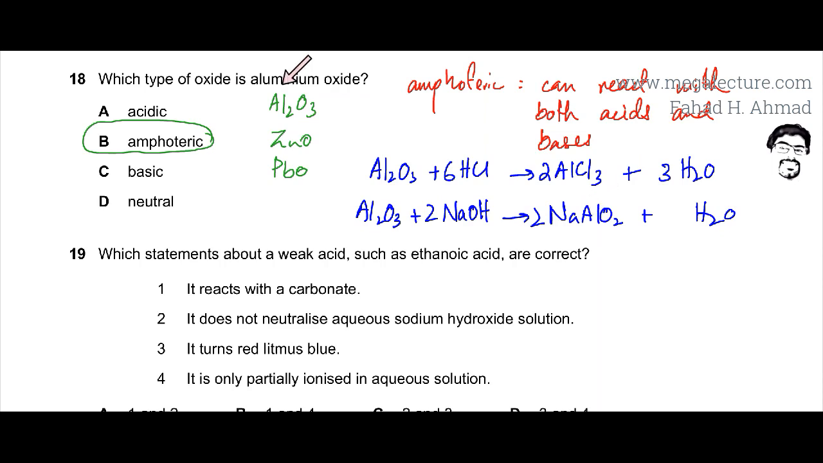So what type of oxide is aluminum oxide? That is going to be amphoteric. B would be your answer.